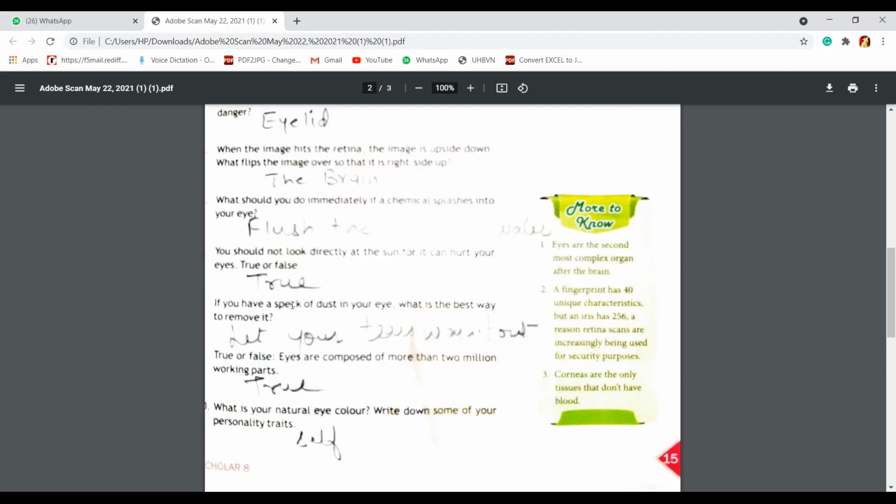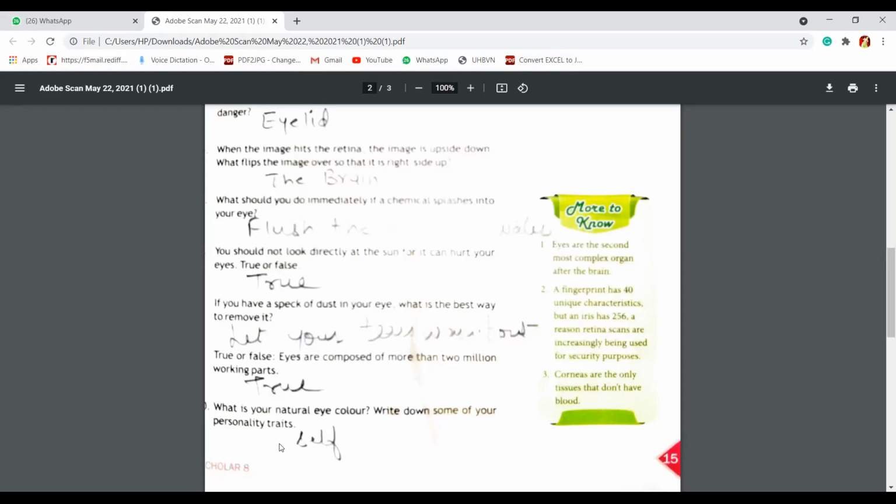If you have a speck of dust in your eye, sometimes you feel like a dust particle has fallen in the eye and it feels so irritating. What is the best way to remove it? The best way is to let your eyes become teary, and tears should burst out, and because of that your eyes will clean themselves. Is it true or false that eyes are composed of more than 2 million working parts? Yes, it is true.